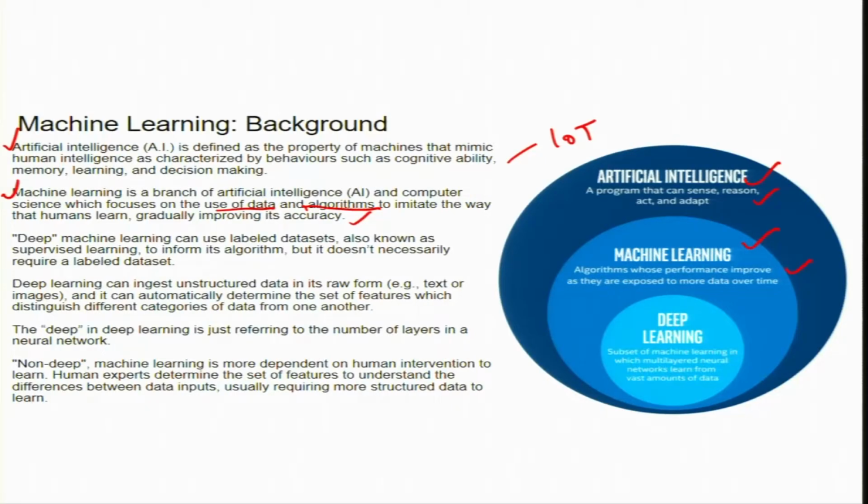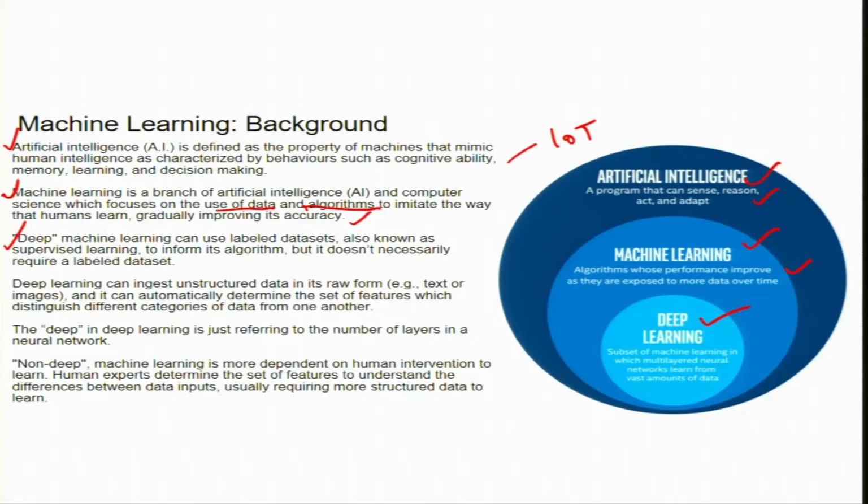Since these IoT sensors are generating a lot of data as time goes on, and more data keeps coming in, it is a good opportunity to train the machine learning model with good accuracy at all times. Now, the next part, that is deep learning.